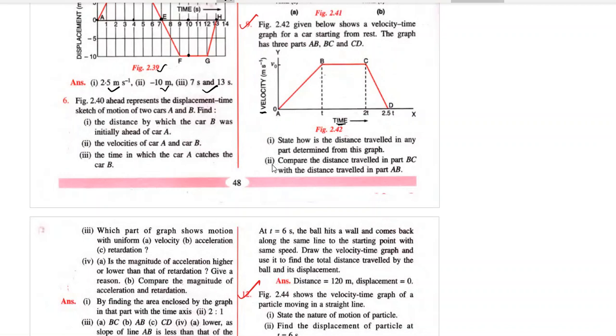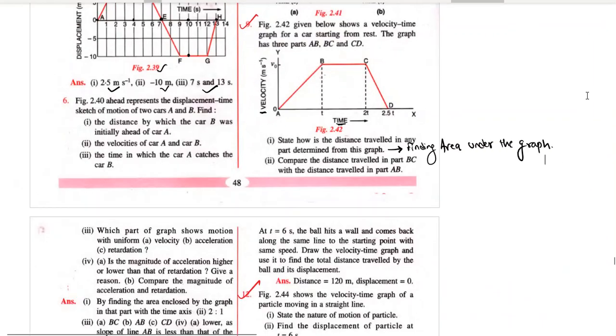State how the distance traveled in any part is determined from this graph. See, distance traveled can be determined from a velocity time graph. I had explained this very well. Distance traveled in any part is determined by finding the area under the graph.